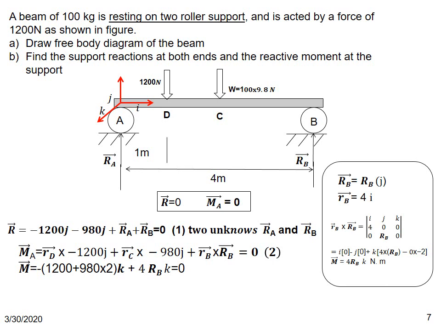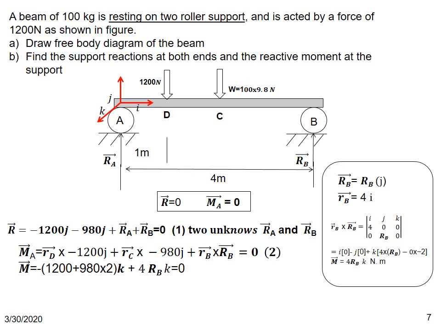Now let RB be the magnitude of the reaction at B, and the position vector of B, small rb, equals 4i. We can write rB cross capital RB, as we expand the determinant, as 4RB. So if you just expand that, you get 4RB. We substitute 4RB here, and we do the cross product of rD and 1200 and rC and 980.